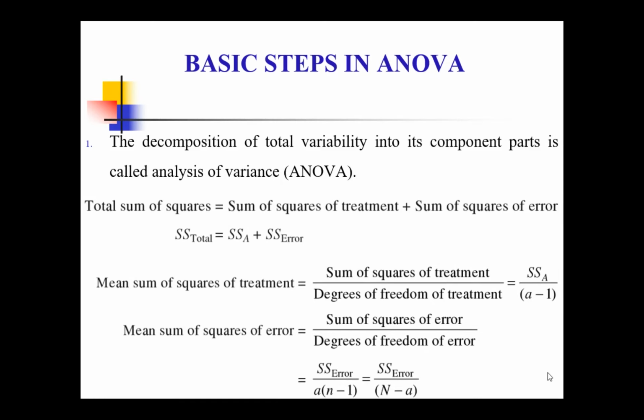For example, take a cutting speed. The cutting speed is varied by 3 levels: level 1, level 2, level 3. So here A is equal to 3. So 3 minus 1 is the degrees of freedom for a treatment.